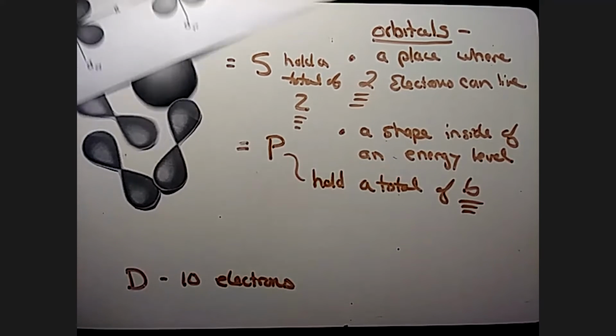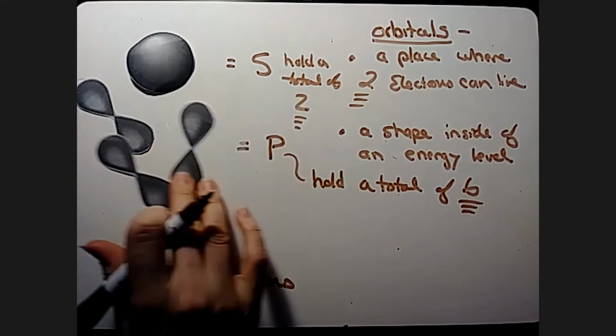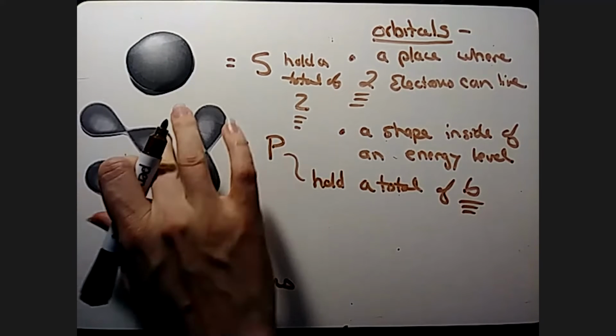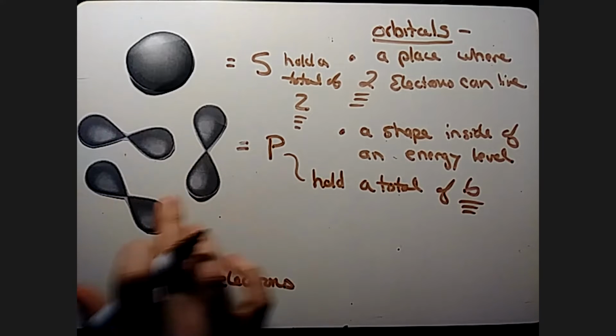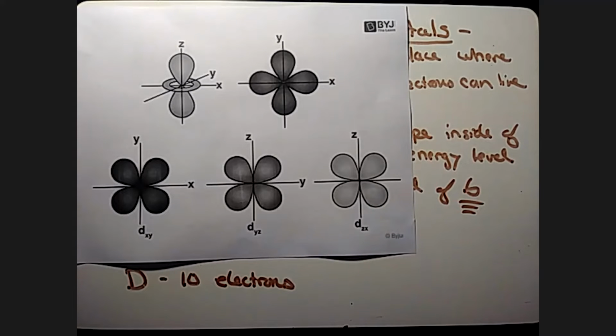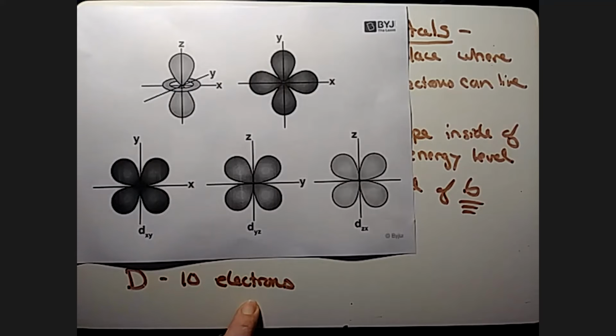What you need to know is that we start with an S shape that can hold 2. There are 3 P shapes. Each one of them holds 2. That gives you a total of 6. And that there is a D shape. Each one of them holds 2 for a total of 10 electrons. Again, one more time, not every shape is on every energy level. We're going to go over what shapes are on what levels and how many electrons fit into them in the next video.